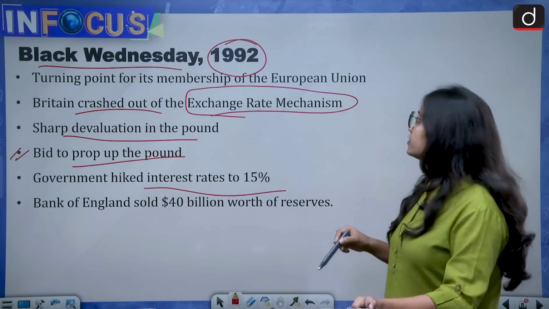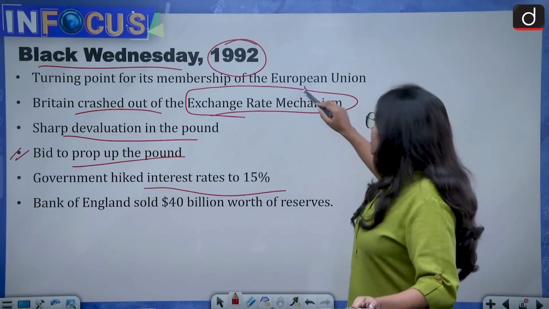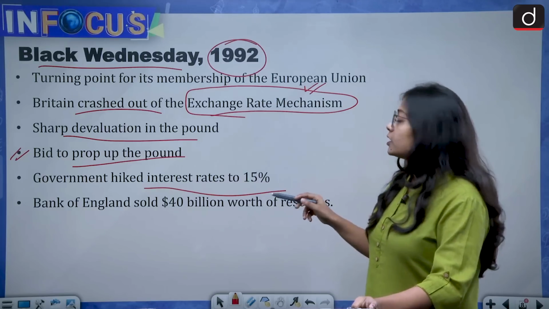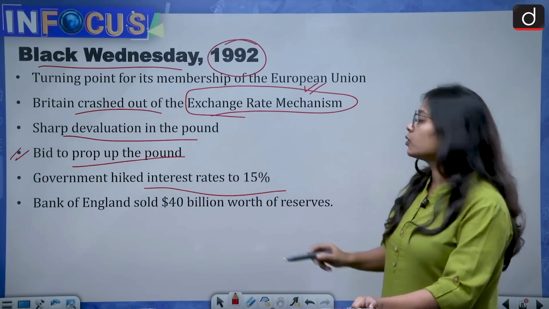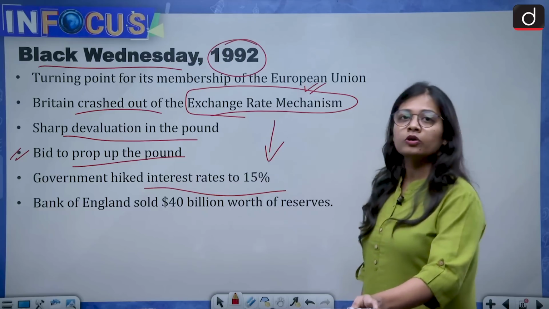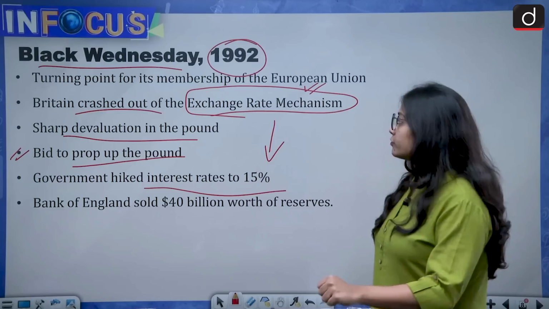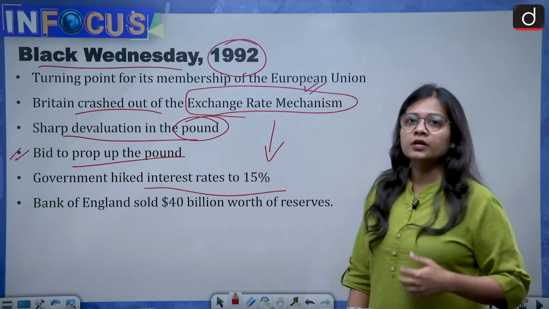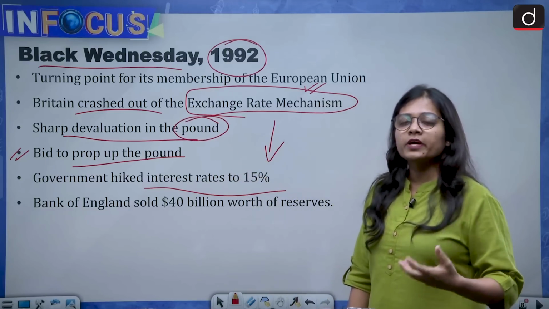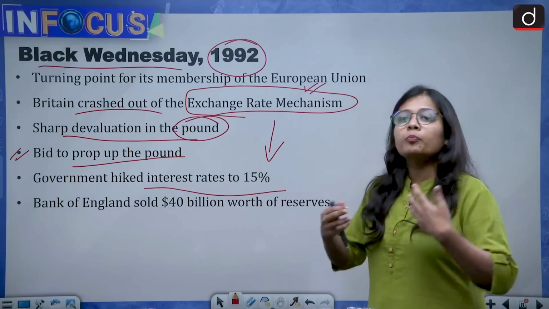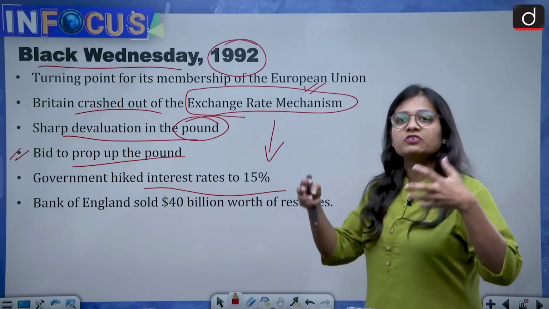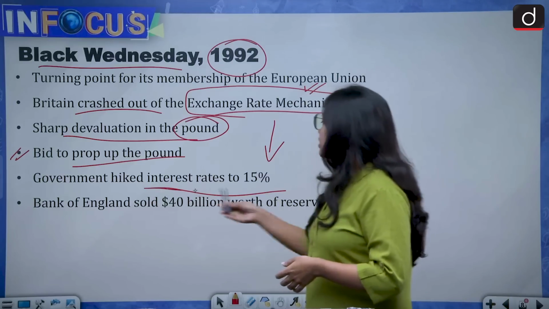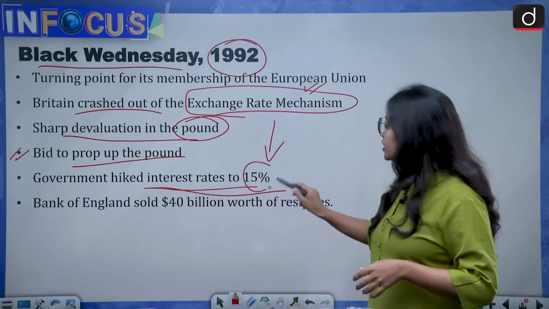See, what happened was Britain crashed out of the exchange rate mechanism. While crashing out, there was a devaluation in the pound. It means the pound went low. After the news of devaluation went out, the government thought about how to put the pound back on level with the other currencies. So what did the government do? The government increased the interest rate to 15%.